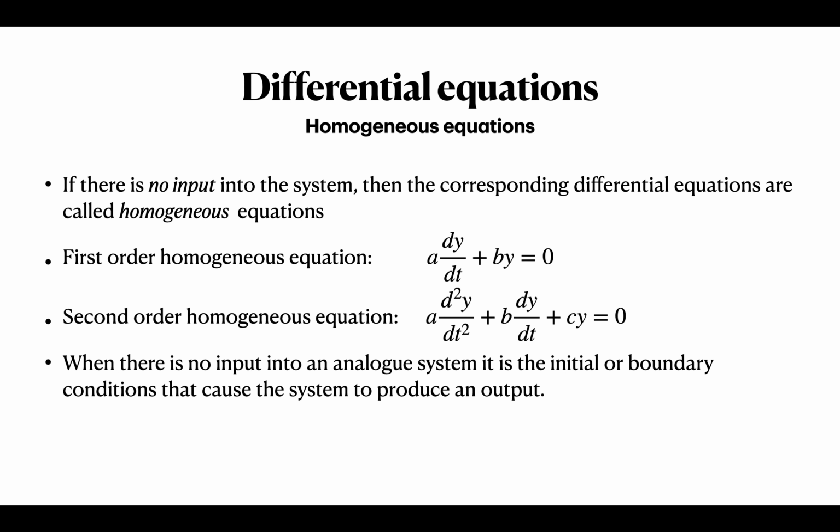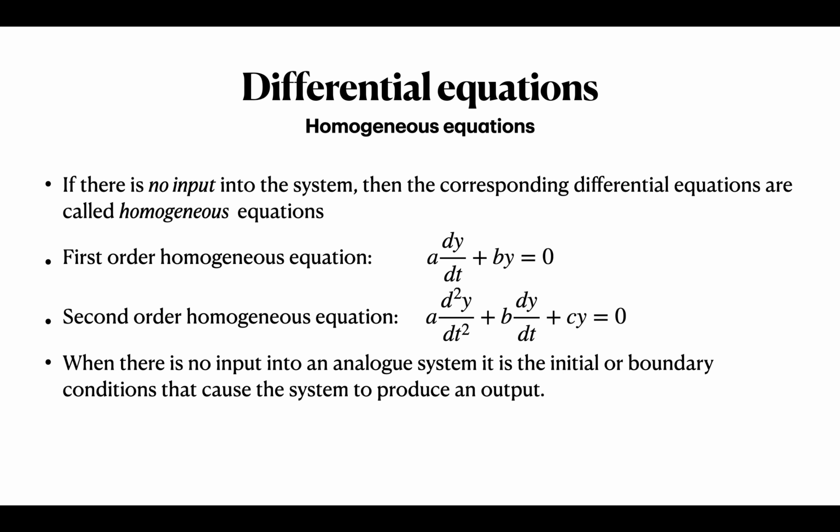A d squared y dt squared plus b dy dt plus cy is equal to 0, where a, b, and c are constants. Now, if there's no input into the system, you might wonder what is driving the change in the system. And what's driving the change in the system are the initial conditions or the boundary conditions. That's what's driving the system in that particular state. Physically, that's what's going on here.